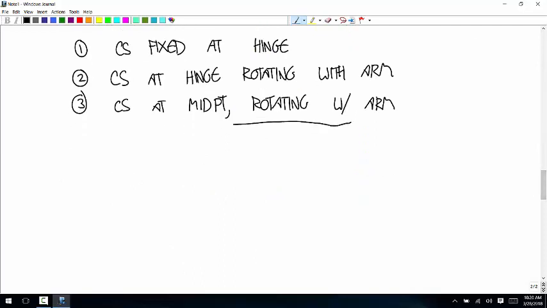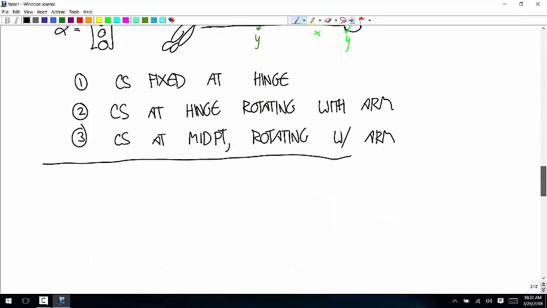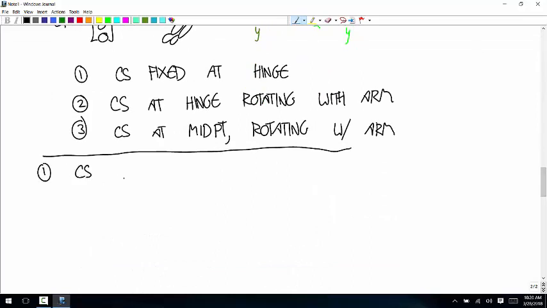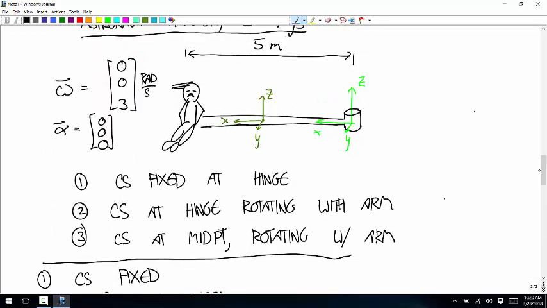The first calculation is the warm-up one. If that coordinate system is fixed, the origin is not accelerating and the axes are not rotating. So we're just doing a simple circular motion problem as this astronaut goes around the z-axis in a circle.